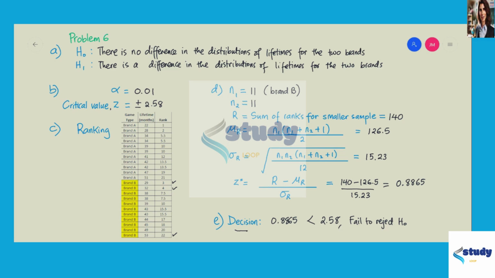So in our case, we conclude that there is not enough evidence to reject the claim that there is no difference in the distributions of lifetimes for the two brands. So the researcher had a claim that there is a difference in the distribution of lifetimes for the two brands, but there is no evidence to support this claim.